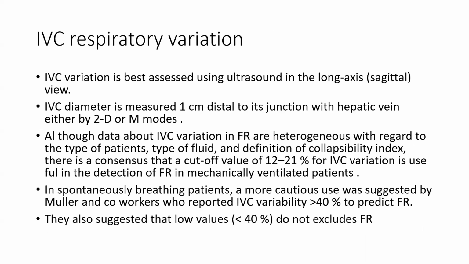Now, IVC respiratory variation. IVC variation is best assessed using ultrasound in the long axis view. IVC diameter is measured 1 centimeter distal to the junction with the hepatic vein, either by 2D or M-mode. Although data about IVC variation in fluid responsiveness are heterogeneous with regard to type of patient, type of fluid, and definition of collapsibility index, there is consensus that a cutoff value of 12 to 21% for IVC variation is useful in the detection of fluid responsiveness in mechanically ventilated patients.